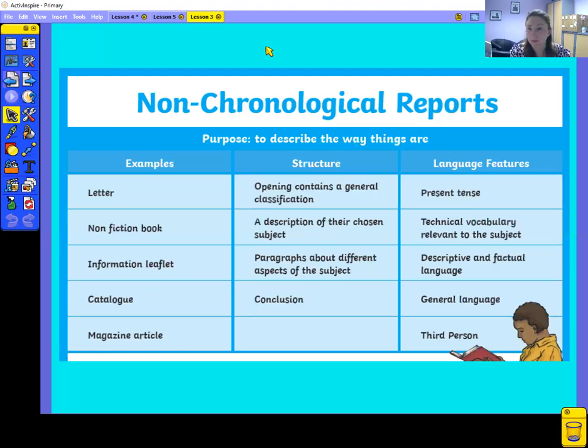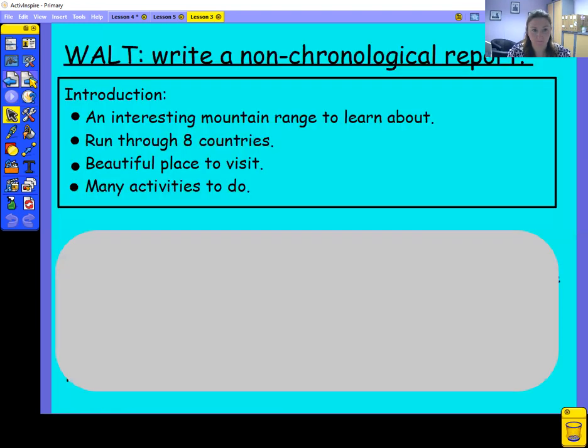We're writing about something that is still happening or something that we can still do now. There's sometimes technical vocabulary. We have to give factual information description. We use general language, okay? And we always write in the third person, okay? We are not using the pronouns I or me or mine because they are first person.